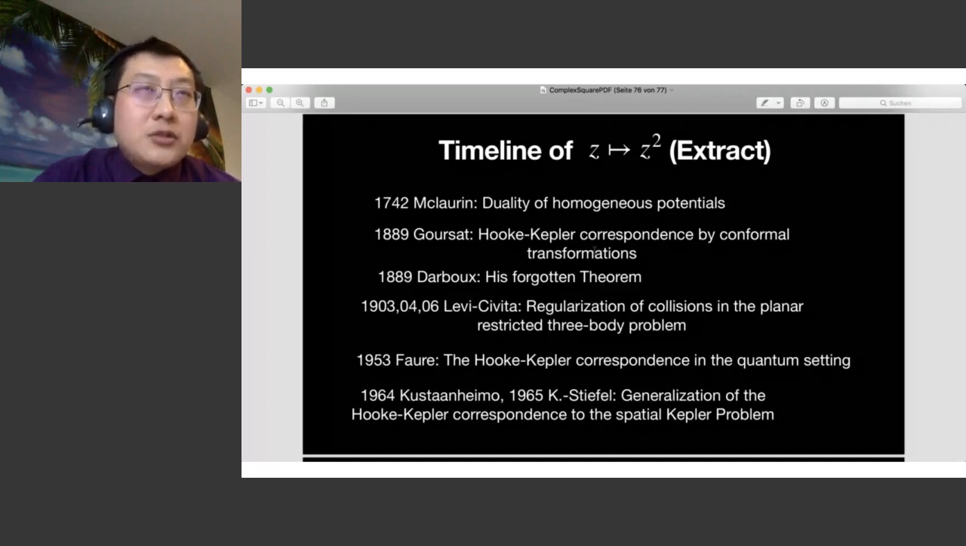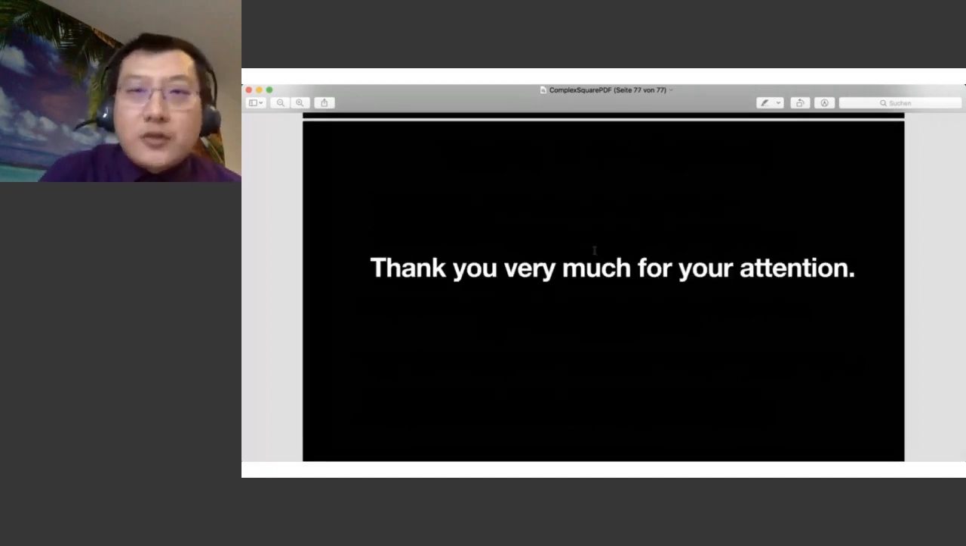And then from the start of the 20th century, Levi-Civita used these to regularize collisions in the planar restricted three-body problems, which later on becomes very popular. And in 1953, Fauré carried this Hooke-Kepler correspondence also to the quantum setting. And in 1964 and 65, Kustaanheimo and Stiefel generalized these to the spatial Kepler problems. Yeah, okay. So I stop here. Thank you very much.